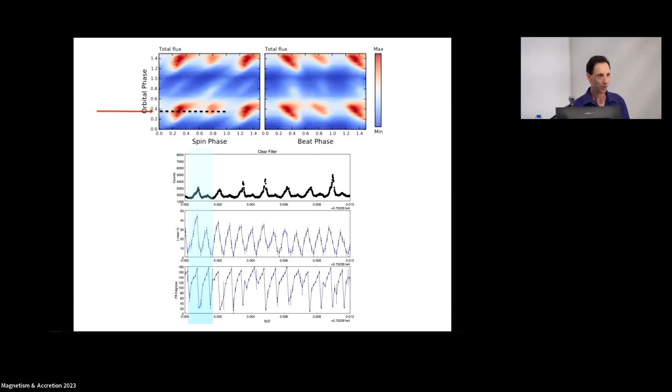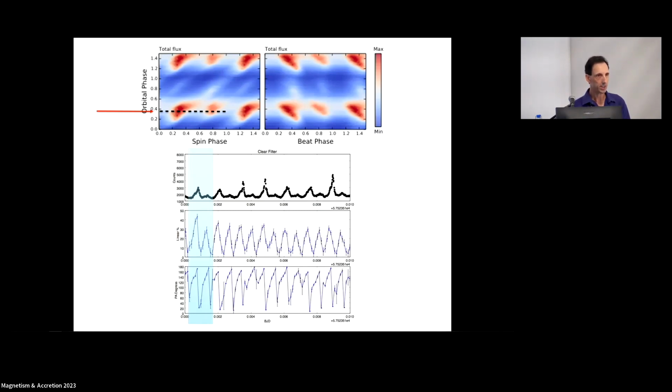This is a color-coded diagram showing, on the top left, how the spin pulse varies with orbital phase. You can see this dashed line corresponds to the highlighted area in the plot below. So now you can see how the spin pulse evolves over the orbital period. It's not there for all of the orbital period. It's strongest at these particular orbital phases, centered on about phase 0.4. But it also has this kind of diagonal structure.